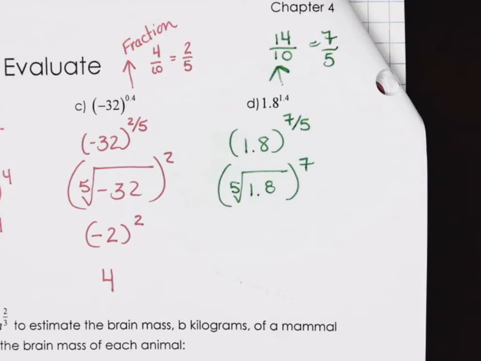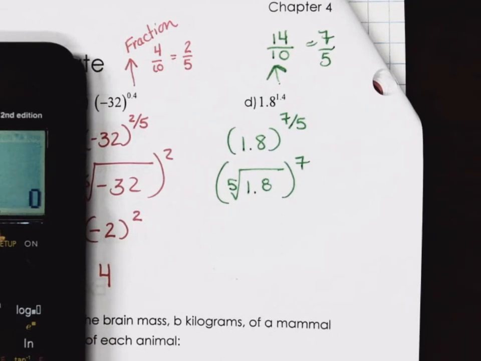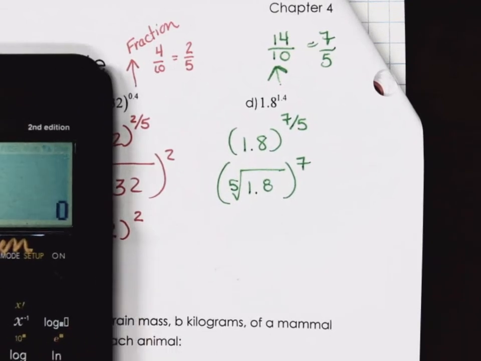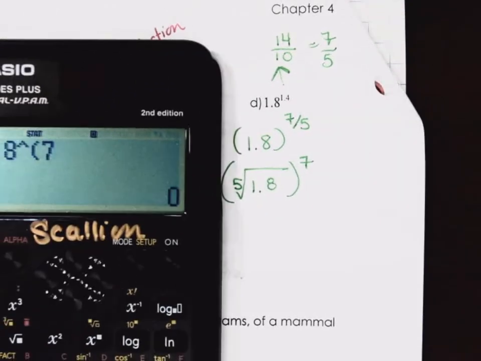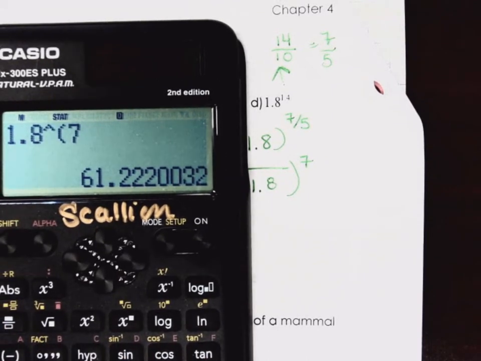But I wonder if I exponent it first, will that give me a perfect one? Let's try that first. So 1.8 to the exponent 7. Ooh. That doesn't help at all, does it? No, it's not a perfect 5th or anything like that.